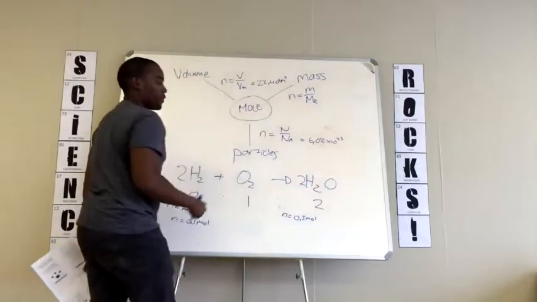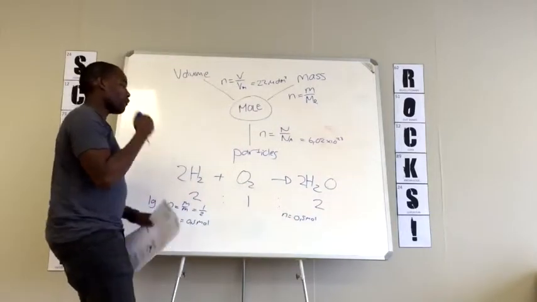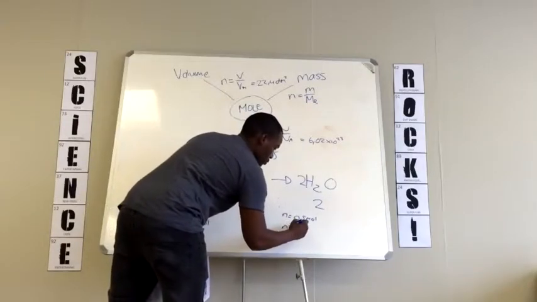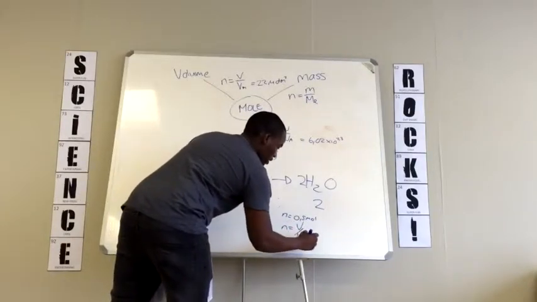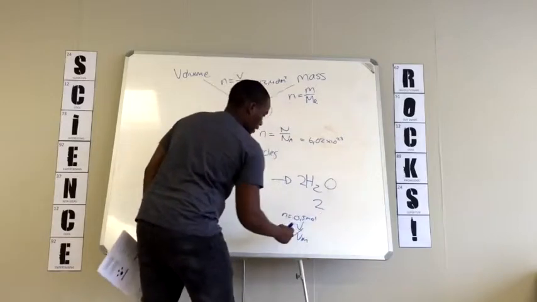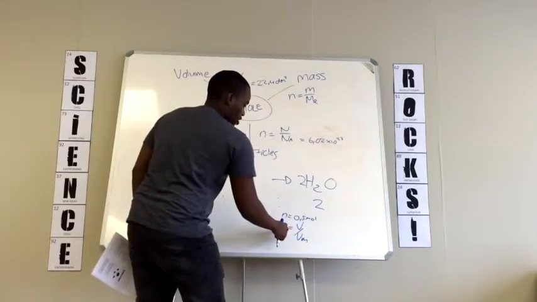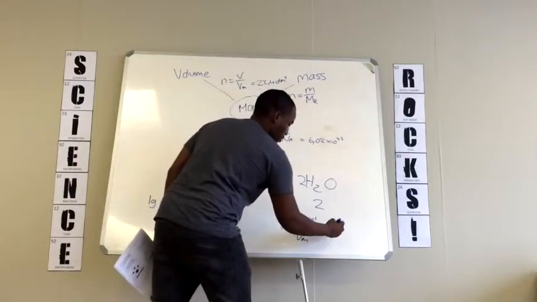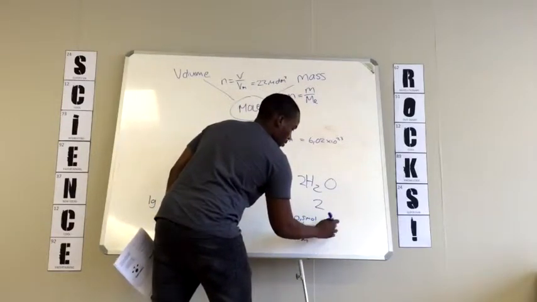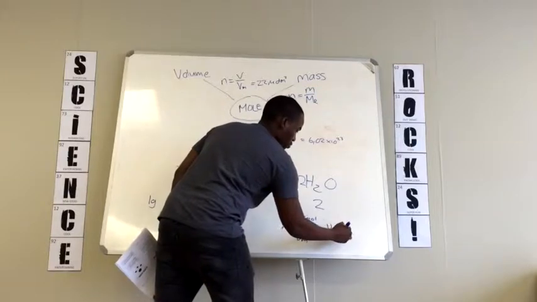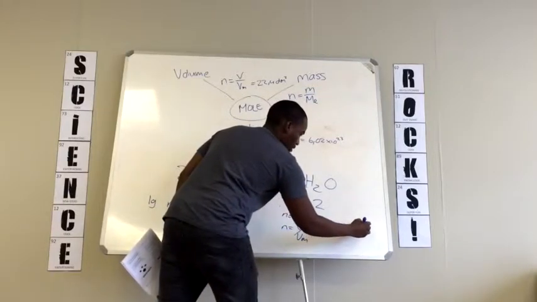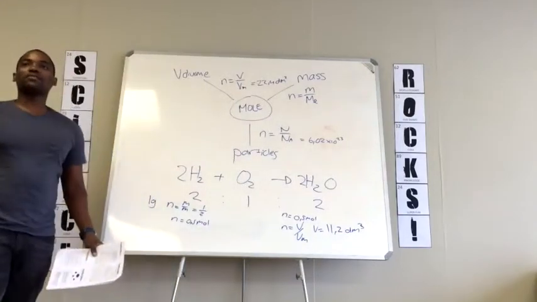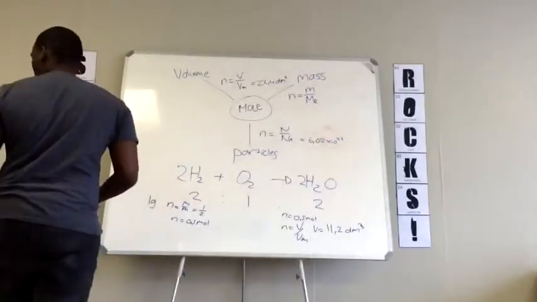And then if the question was, what volume of water could I produce? Then I say my number of moles is equal to V divided by V at STP. Plug in the values. That's going to be 0.5, that's going to be 22.4, and I end up with my volume being 11.2 decimeters cubed of water. Simple enough, right? Okay. But now, yeah.